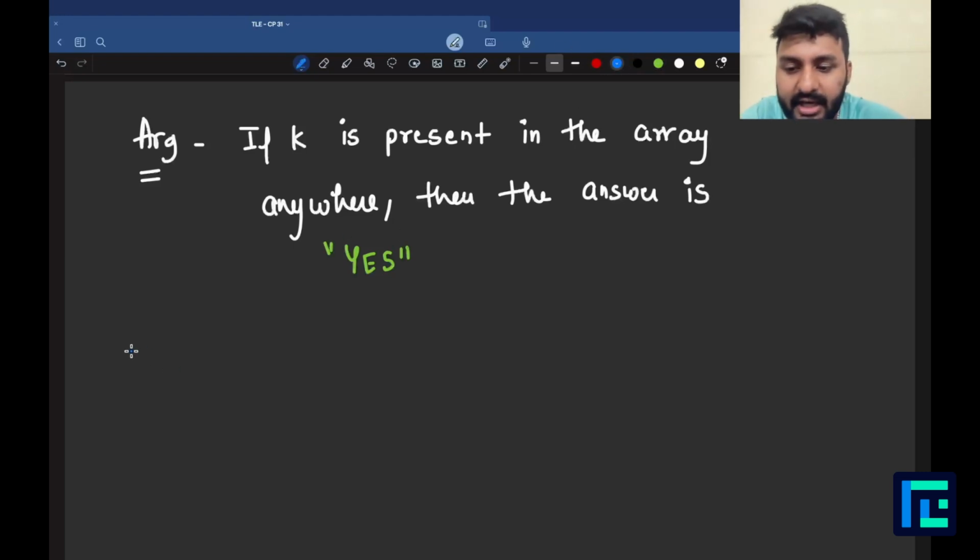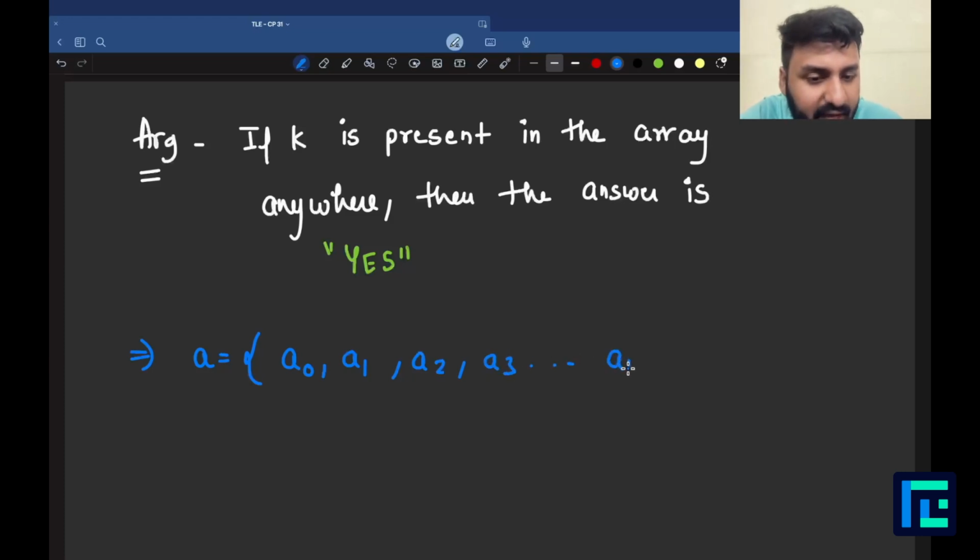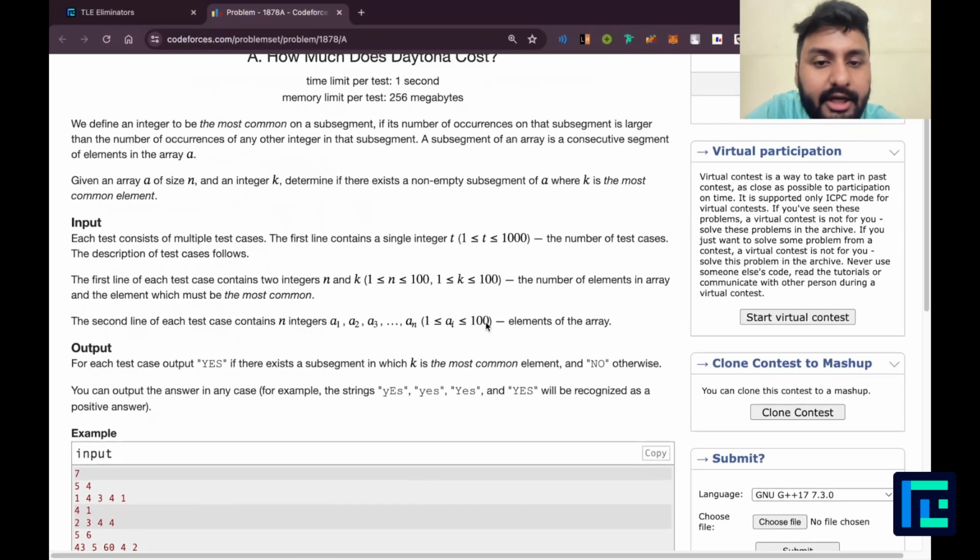Let's say I have taken an array and the numbers are A0, A1, A2, A3, and so on till A of n minus 1. I have used zero-based indexing. Now assume that you have been given the number K and K was occurring somewhere. Let's take a simple case: let's say this A2 number was actually K. Remember, you have been told that you need to take a subsegment. Have you been told what the length of that subsegment should be? No, that subsegment length can be anything.